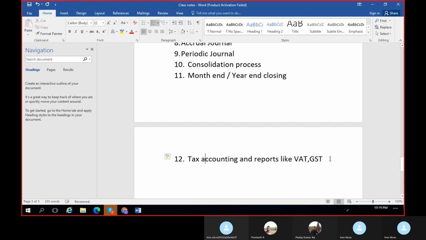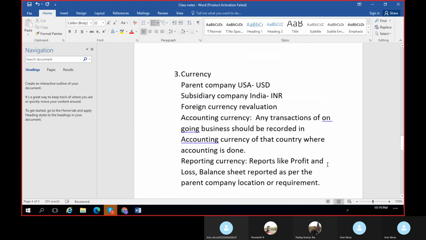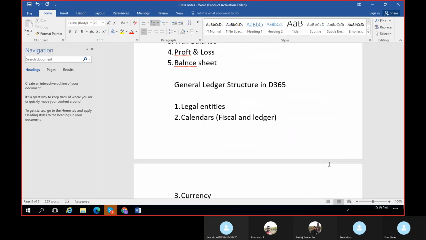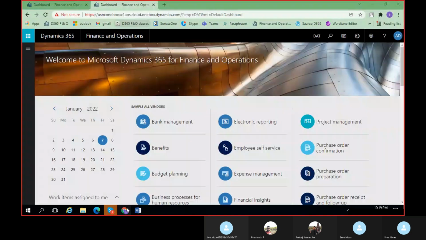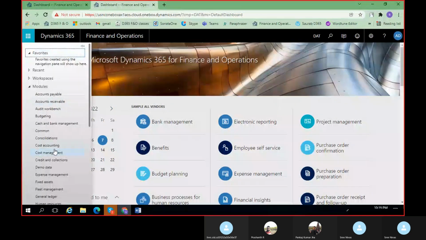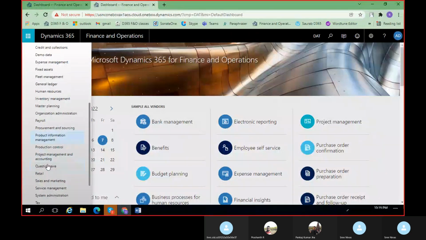So once we are done with all this configuration, the basic and most important topics related to general ledger structure are done. I hope you understood all these topics, right? Yes, Srinivas. Yeah. So I'll try to show you once again under this general ledger, how everything looks.